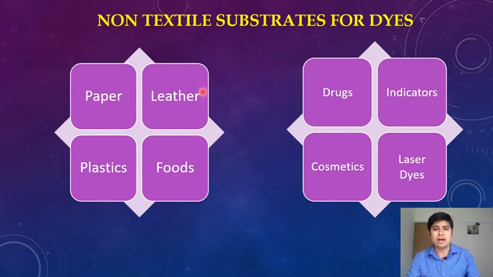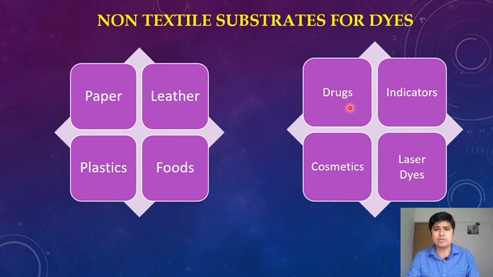Another substrate is leather. Another substrate is plastic. On plastic also we have to dye some material. Then another substance may be food. Jams and jellies are all colored, and pickles, all these are colored foods. So we have to use dyes in these substrates also.